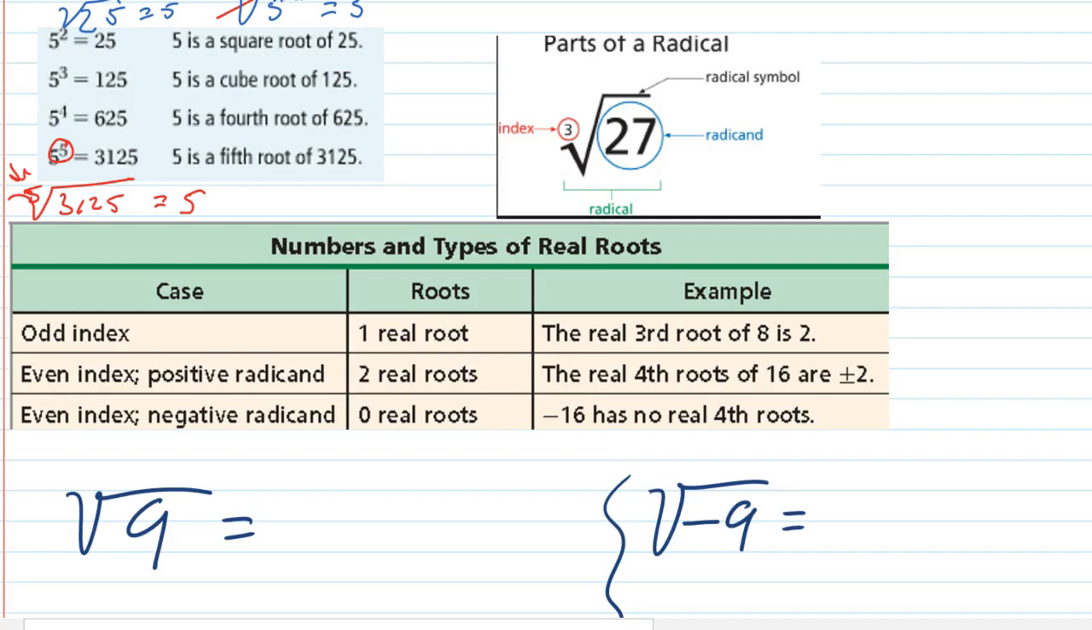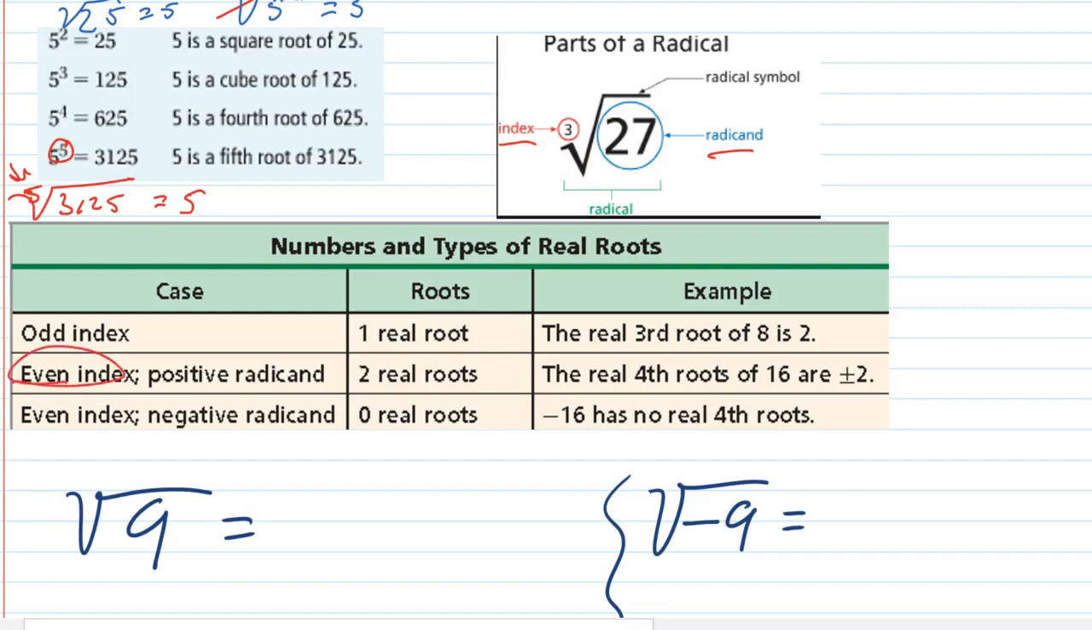Notice the index. The index is the number inside the radical. So over on the left we had a 5. A square root is when there's nothing written. The radical symbol is obvious, and the number inside is the radicand. Make sure you understand the vocabulary. Now the index can be odd or even. A square root, fourth root, etc.